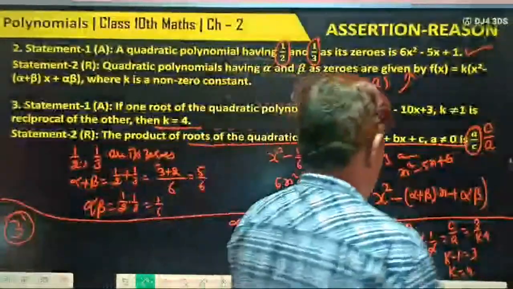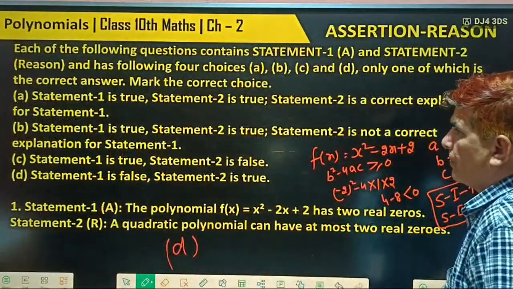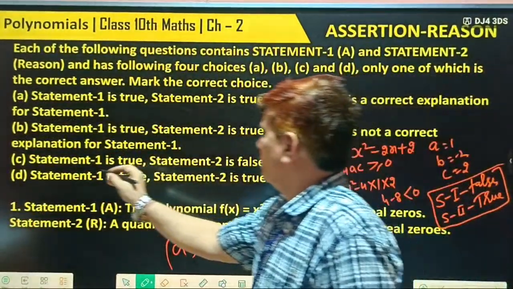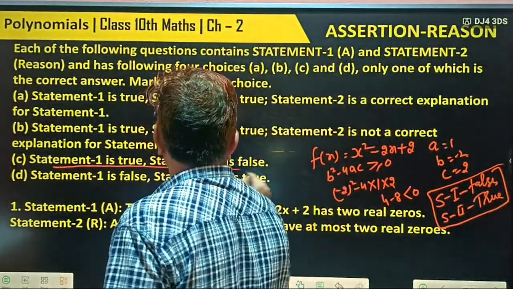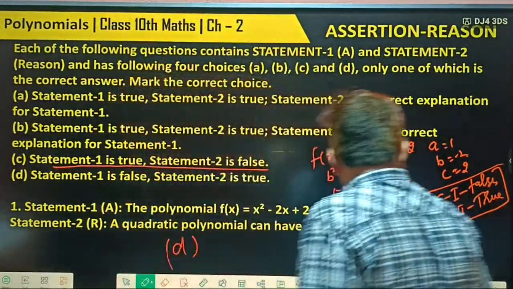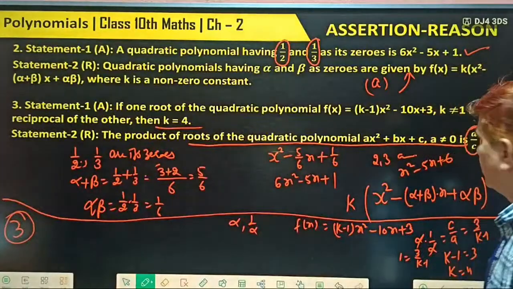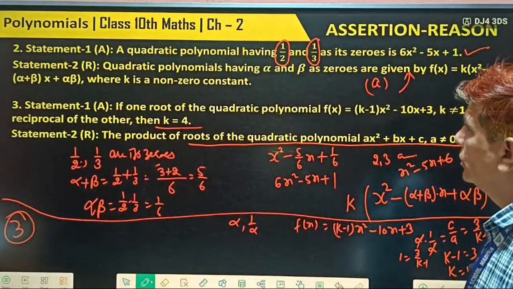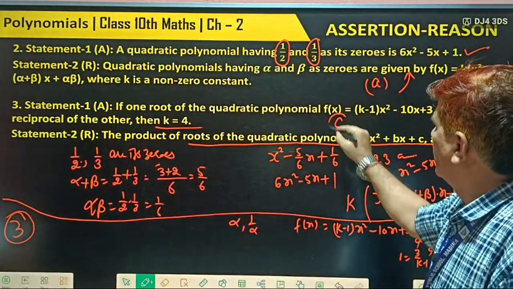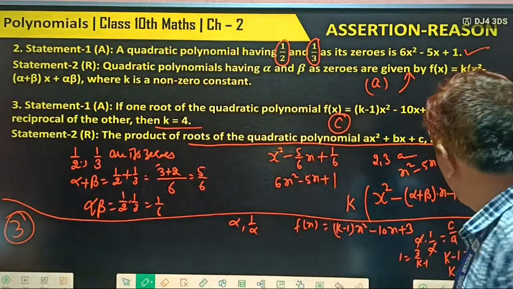So what's your answer? Check here. Statement 1 is true and statement 2 is false. Then what's your answer? C is your answer. So what's your answer? C. Whose answer is C? This one. And why? That I told you.